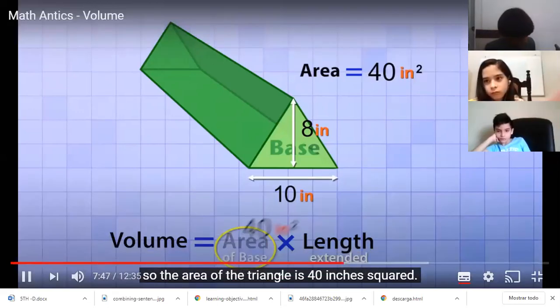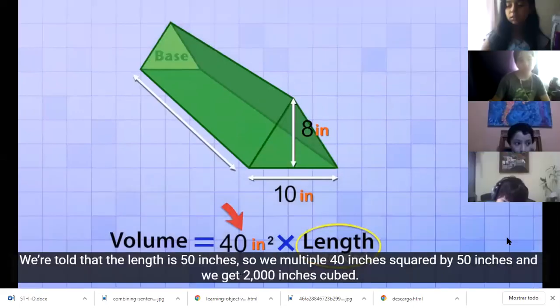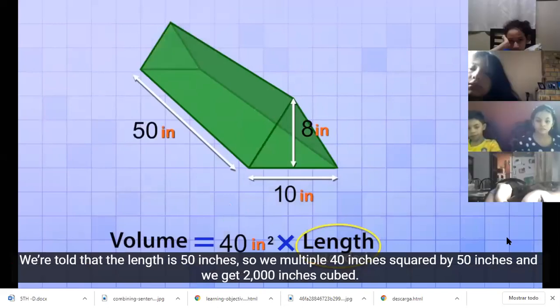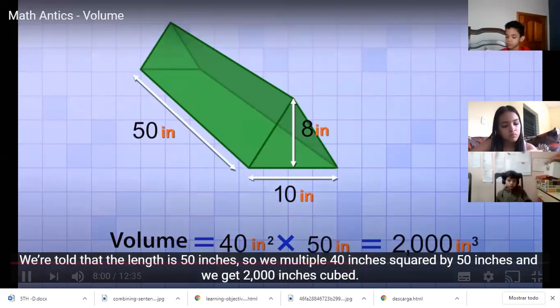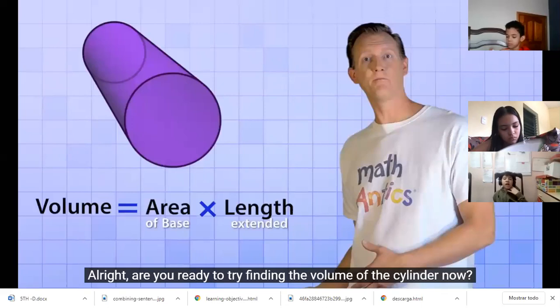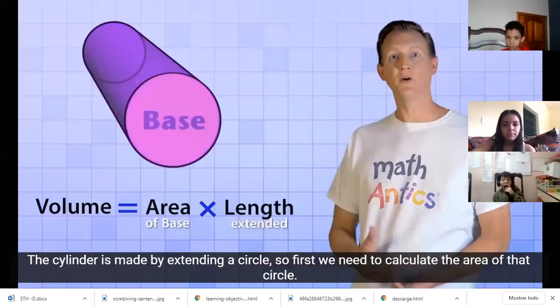Now what we have to do to find the volume is to multiply that area by the length that it was extended. We're told that the length is 50 inches, so we multiply 40 inches squared by 50 inches, and we get 2,000 inches cubed. That's the volume of this prism. All right, are you ready to try finding the volume of the cylinder now? The cylinder is made by extending a circle, so first we need to calculate the area of that circle.